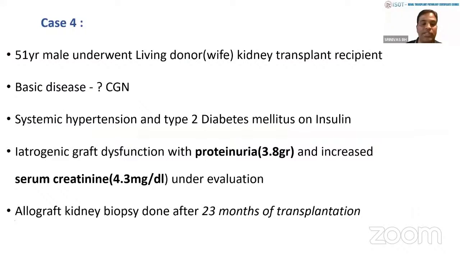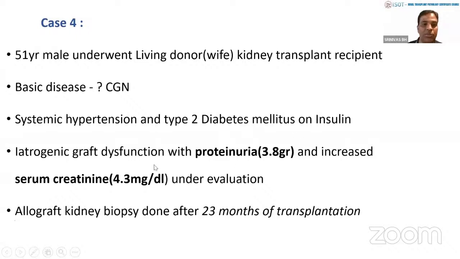So what I mean to say is that the level of the proteinuria, also the causes, might be different. We can suspect by seeing the clinical presentation, biopsy most of the times, but not always. So this is case 4, a 51-year-old male who underwent living donor kidney transplant from his wife. Basic disease: chronic glomerulonephritis, systemic hypertension, and type 2 diabetes mellitus.